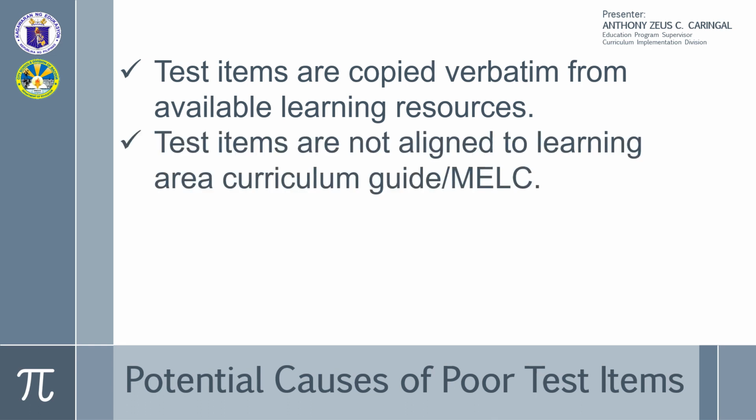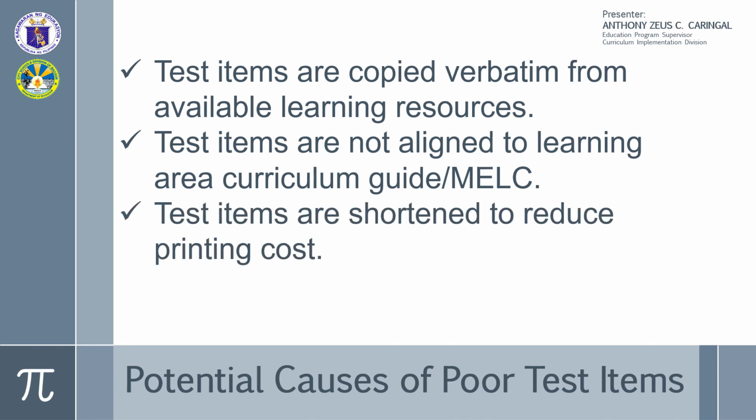Test items are not aligned to learning area, curriculum guide, or MELT. That is why there is a portion there in the TOS where the objectives or the MELT are being written, and then you have to check that. Of course, it must be aligned also with the BOW. So you have to check also the BOW. Next one, test items are shortened to reduce printing cost.